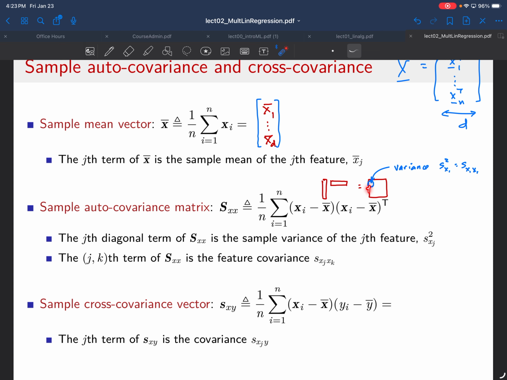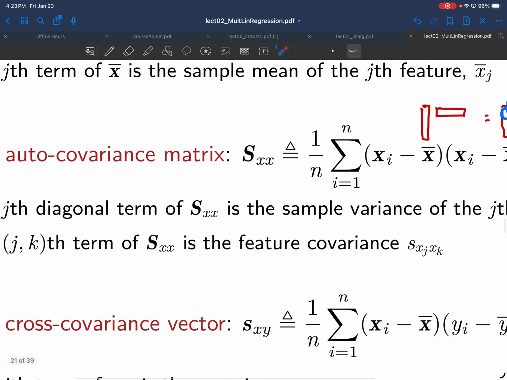What about the off diagonal? We don't have variances anymore because what we're looking at is the deviation of, let's say, x1 from its mean, and then maybe we're looking here at the deviation of x5 from its mean, and we're looking at the average product. So that is going to be a covariance. In particular, if we look at the jth row and kth column of this, we get the covariance between xj and xk, this being the thing we defined on the previous page.